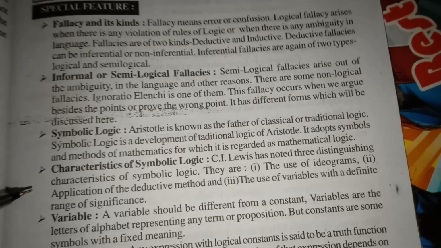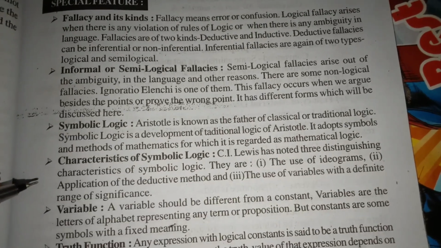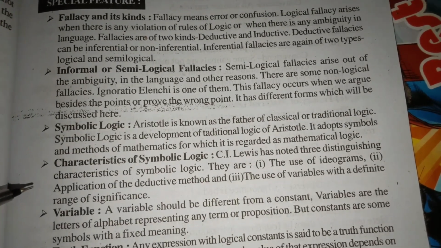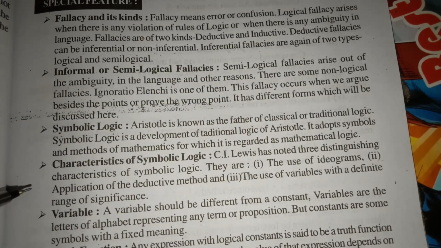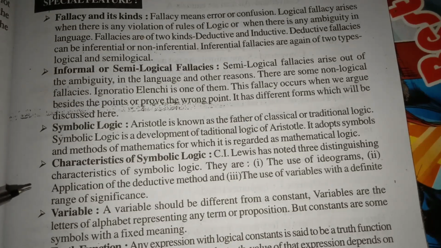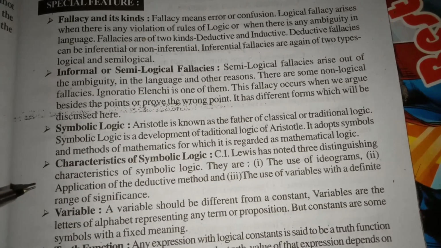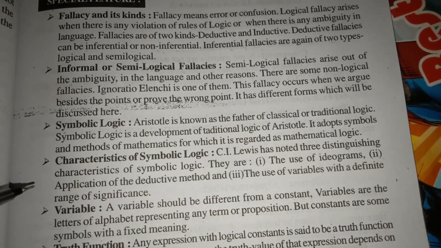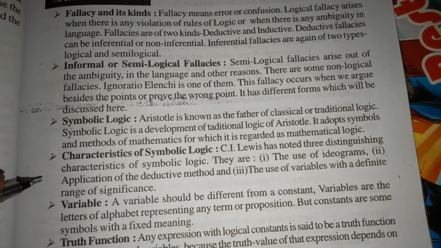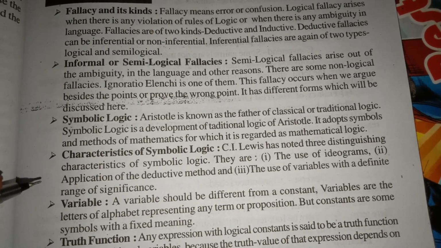C.I. Lewis has noted 3 distinguishing characteristics of symbolic logic. First, the use of ideograms. Second, application of the deductive method. Third, the use of variables with a defined range of significance. So these are three characteristics of symbolic logic.